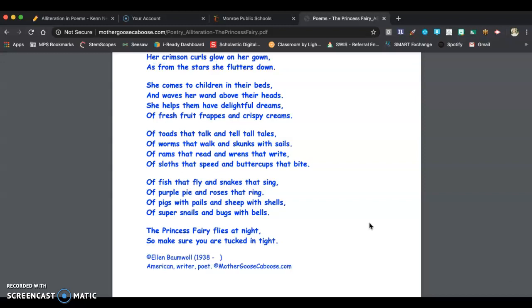She helps them have delightful dreams of fresh fruit frappes and crispy creams, of toads that talk and tell tall tales, of worms that walk and skunks with sails, of rams that read and wrens that write, of sloths that speed and buttercups that bite, of fish that fly and snakes that sing, of purple pie and roses that ring, of pigs with pails and sheep with shells, of super snails and bugs with bells. The Princess Fairy flies at night, so make sure you are tucked in tight.